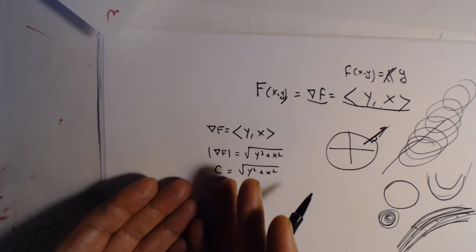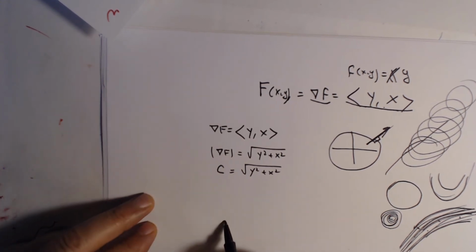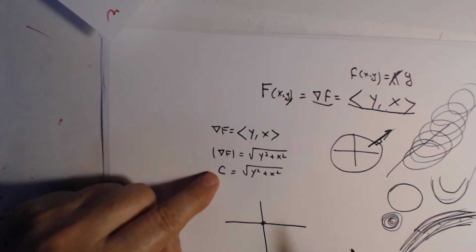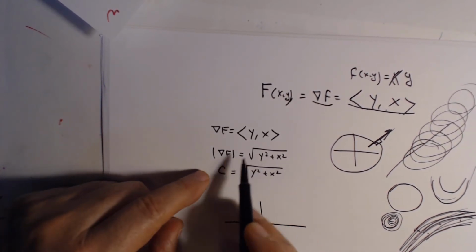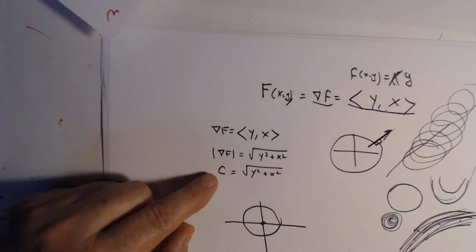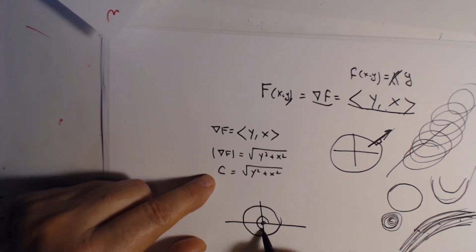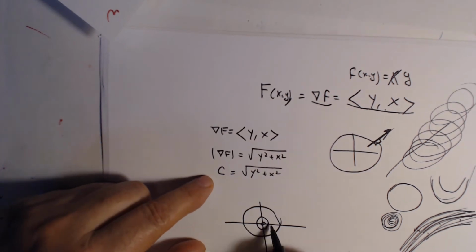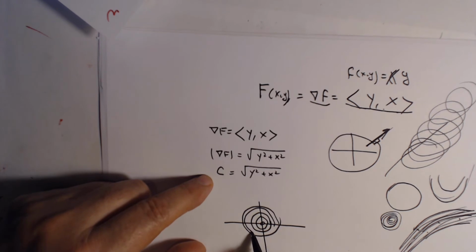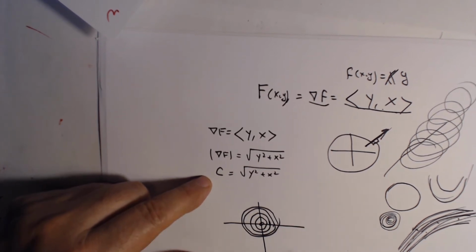Then can I graph the level curve? Yes. When the C is 0, you have a point. When the C is 1, you have to square both sides, and you get a unit circle. Somebody said, well, what happens if the C is 0.1? You have this level curve. 0.2, you have that level curve. 0.5, you have that level curve. Therefore, you're going to have infinitely many circles.